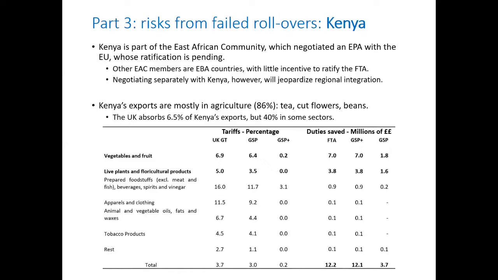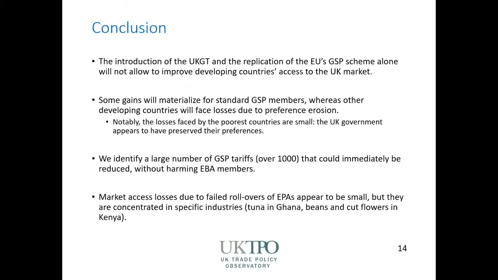So even if the country overall is not going to be losing a lot out of the failed rollover, these industries need to be looked after. Concluding, this report tried to show that the introduction of the UKGT and the replication of the GSP scheme alone will not allow improving market access for developing countries to the UK. There are some gains for some countries, especially standard GSP ones, but only coming from the fact that they trade in non-GSP eligible products.